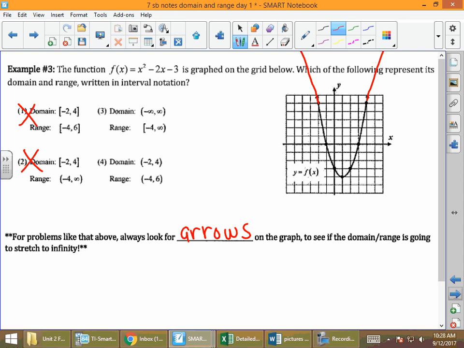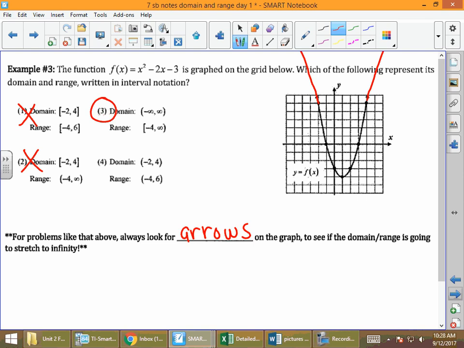I'm pointing towards the left and I'm pointing towards the right. It's going to keep going out as it keeps going up. So this is our answer here. But what I find easier to see with respect to this graph is the range.